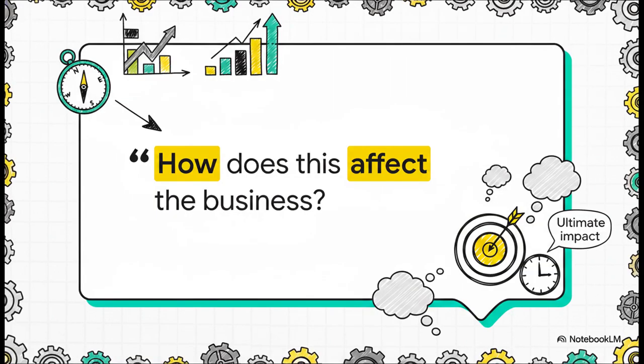We've covered a ton of ground today, from the question types right down to the PEEL structure. But if you take literally nothing else away from this explainer, I want you to burn this single question into your memory. After everything you write, ask yourself, how does this affect the business? Make that question your ultimate compass. If you always push your answers to address that final impact, you are going to absolutely crush this exam.